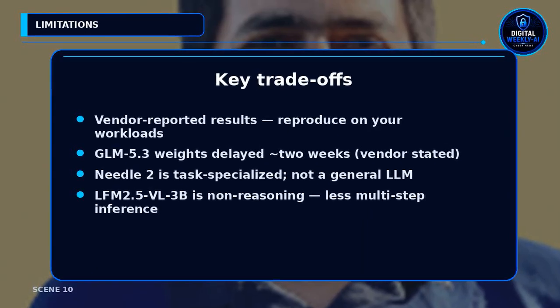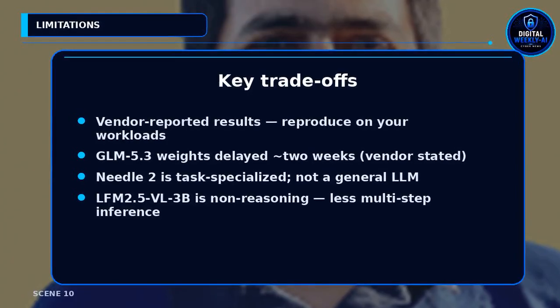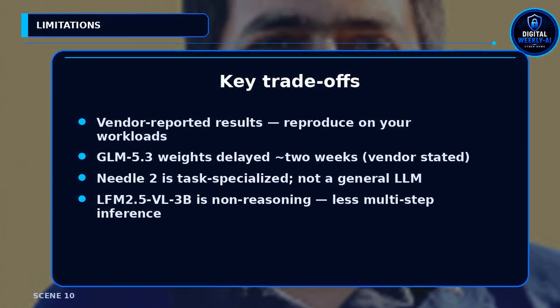Limitations. Gemini 3.7 has a March 2026 knowledge cutoff and is a refinement, not a new pre-training run. Z.ai's GLM 5.3 weights are delayed by roughly 2 weeks for review, affecting reproducibility. Needle 2 is highly task specialized and uses schema constraints. LFM 2.5 VL 3B is non-reasoning and trades multi-step inference for low latency. Most reported results are vendor reported and depend on harness and context settings.